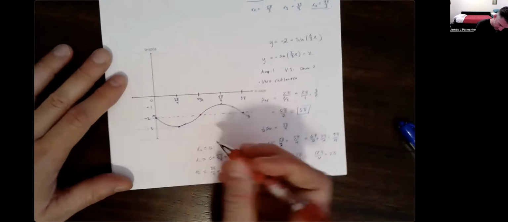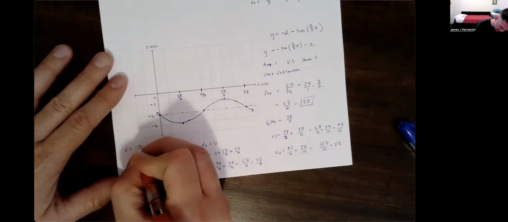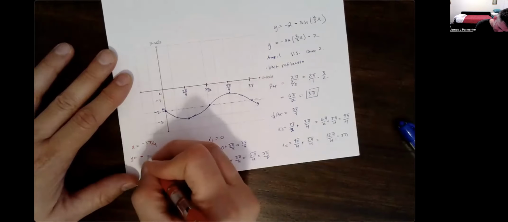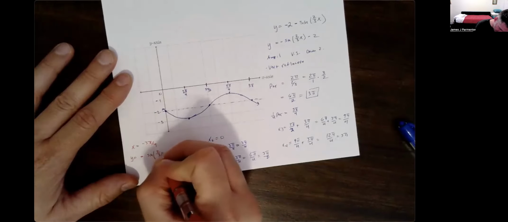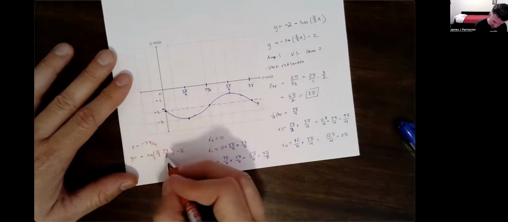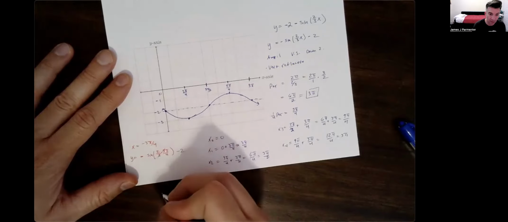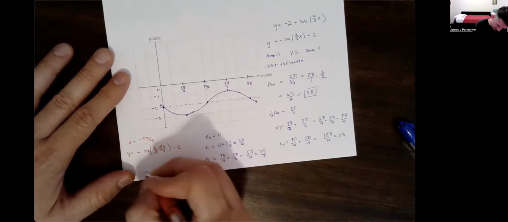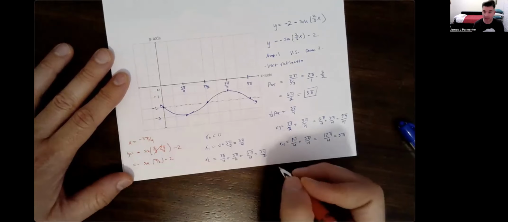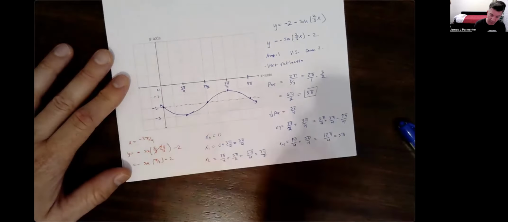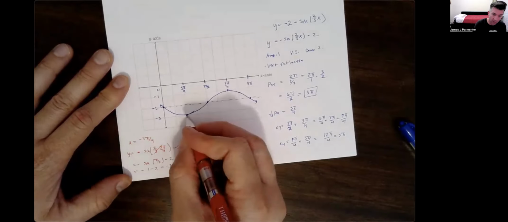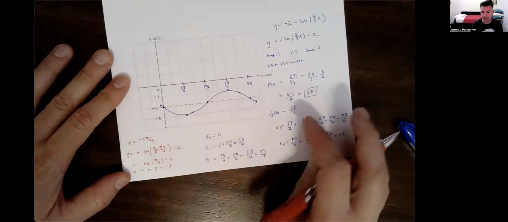If I plug in x is 3 pi over 4, then y is going to equal negative sine of 2/3 times 3 pi over 4 minus 2. 2/3 times 3 pi over 4, the 3's cancel. 2 pi divided by 4 is pi divided by 2. So I really have negative sine of pi over 2 minus 2. Sine of pi over 2 is 1. It's the top of my 4 corners of my circle. So you get -1 minus 2, which is -3. And that checks out. When x is 3 pi over 4, y is equal to -3.